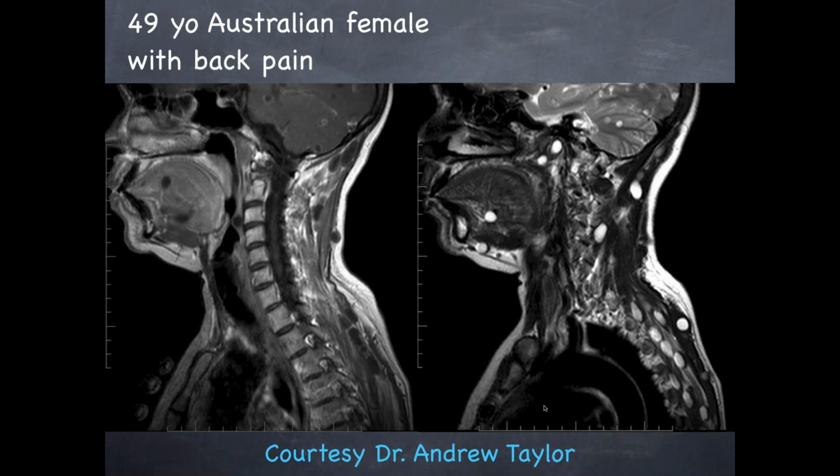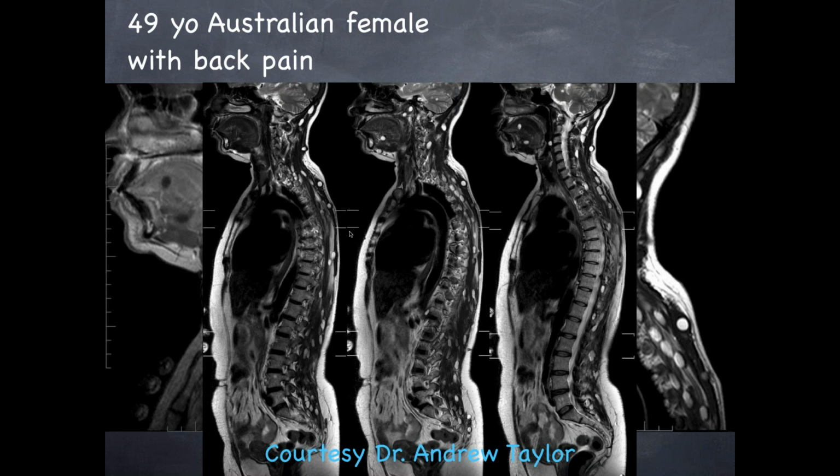Australian female. Okay, so I see lots of, looks like T2 hyperintense, T1 hypointense, nodular foci all over the place. Back pain. I think of some sort of bizarre infection.